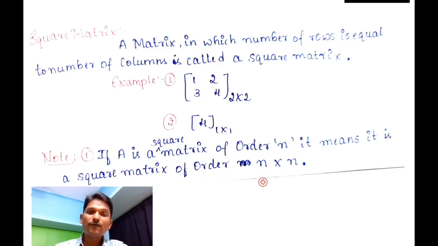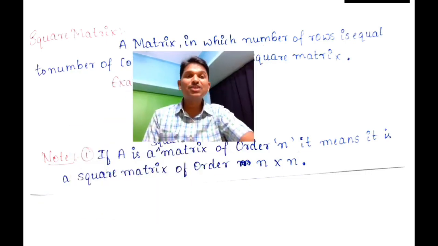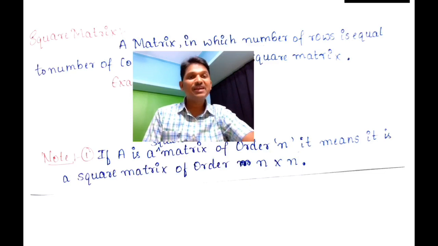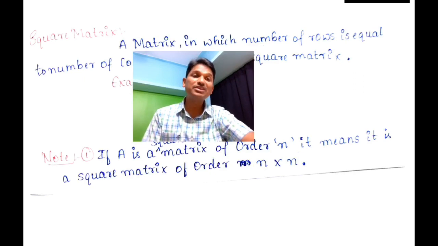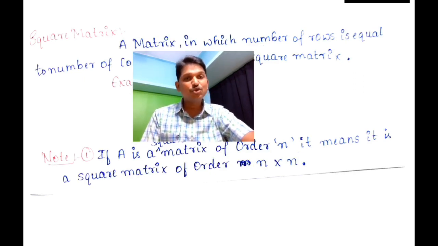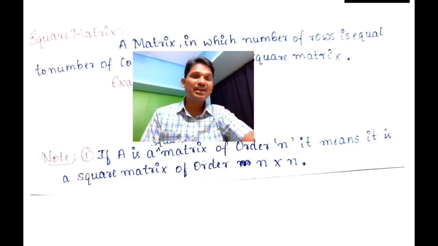So you learn total 4 definitions. What are those 4 definitions? First one is what? Row matrix. A matrix which is having only one row is called a row matrix. Next, column matrix. A matrix which is having only one column is called a column matrix. Next, we learn about rectangular matrix. A matrix in which number of rows not equal to number of columns. What is square matrix? A matrix in which number of rows equal to number of columns. And regarding the square matrix, we learn one point. If A is a square matrix of order n, it means that it is a square matrix of order n by n. I hope you are understanding.